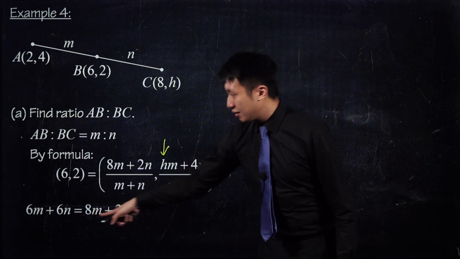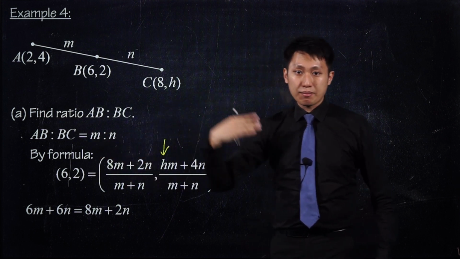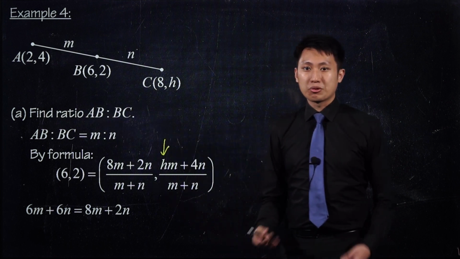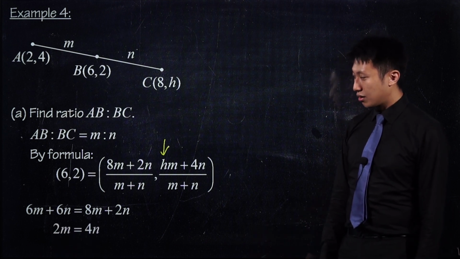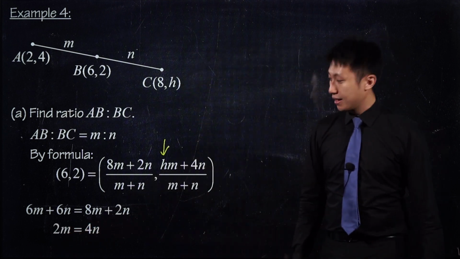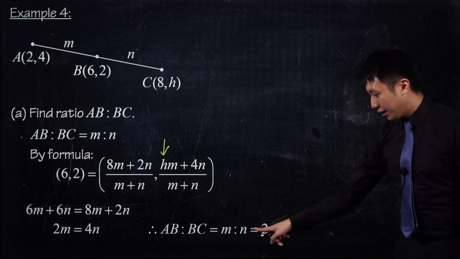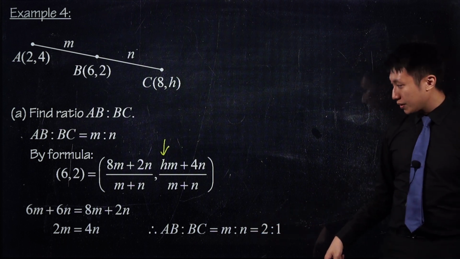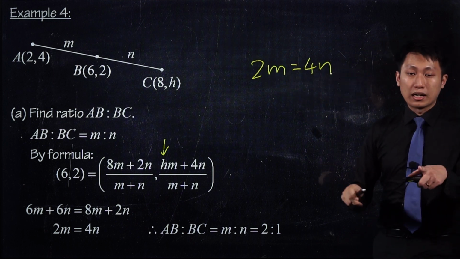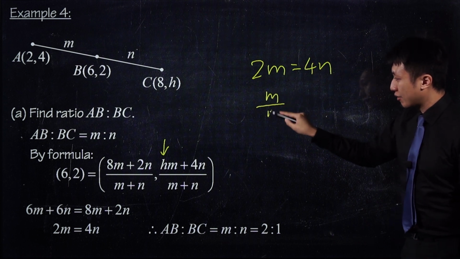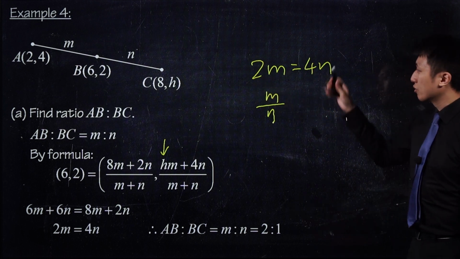So AB to BC is M to N, meaning that if you found M divided by N, then you know what AB to BC is. From here, you can move everything to one side, or just leave one side as M and one side as N. So now you can see very clearly that AB to BC is M to N, which is 2 to 1. Why? It's because 2M is equal to 4N. What do you want? You want M divided by N, correct? I move the N over, it becomes divide. I move the 2 over, it becomes divide. So 4 divided by 2 is 2.